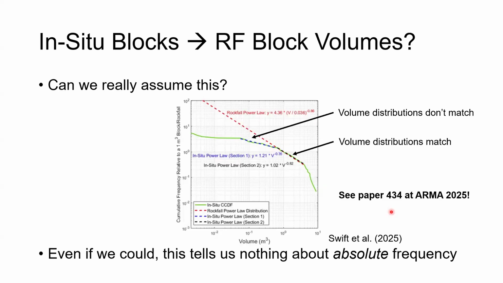But even if we could make that assumption, it's also important to keep in mind that we're just talking about the relative distribution of block sizes. This type of approach, even if we could trust it, still would tell us nothing about the absolute frequency of rockfall that's occurring on the slope. So we need a different type of approach to try to get at that.